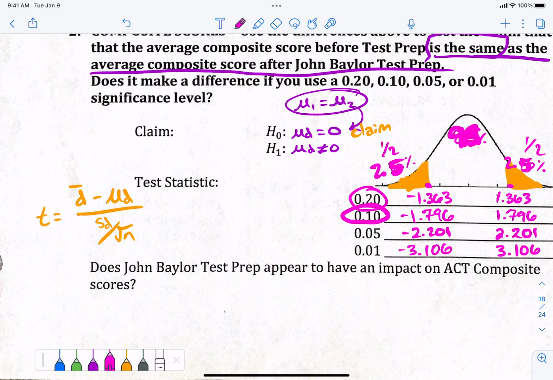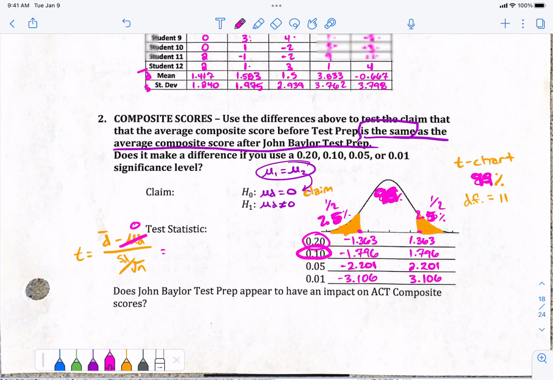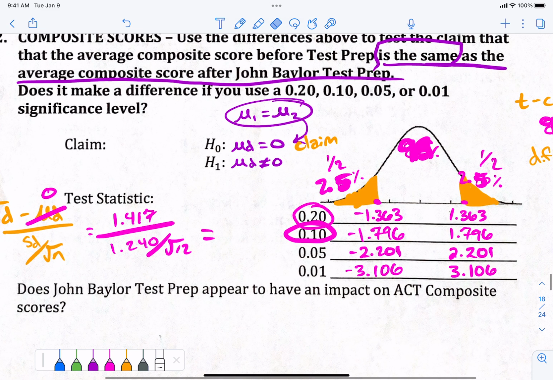Now, here's the deal. What is mu D? 0. We're assuming that the difference is 0. So really, it's just D bar over that stuff, right? All right, so when we're doing this, D bar for composite. What was D bar for composite? 1.417. Yep, it's this number right here, over the standard deviation 1.240 divided by the square root of 12. That's going to be the only calculation I have to do for this one. Okay? All right, a couple people do that, and let's see what we get.